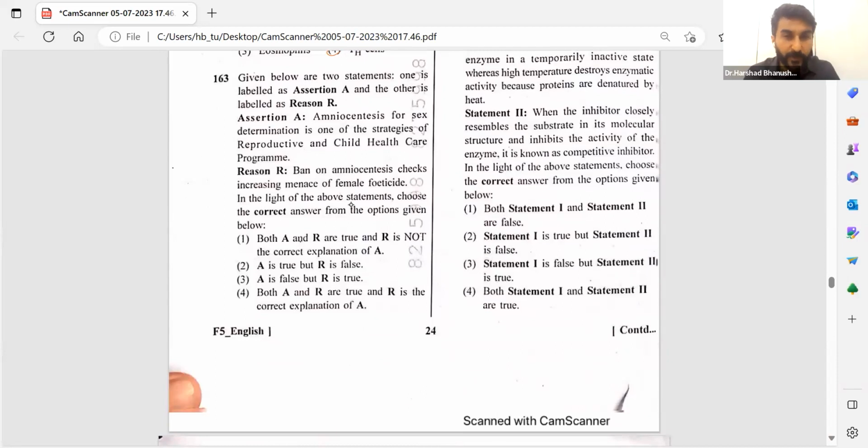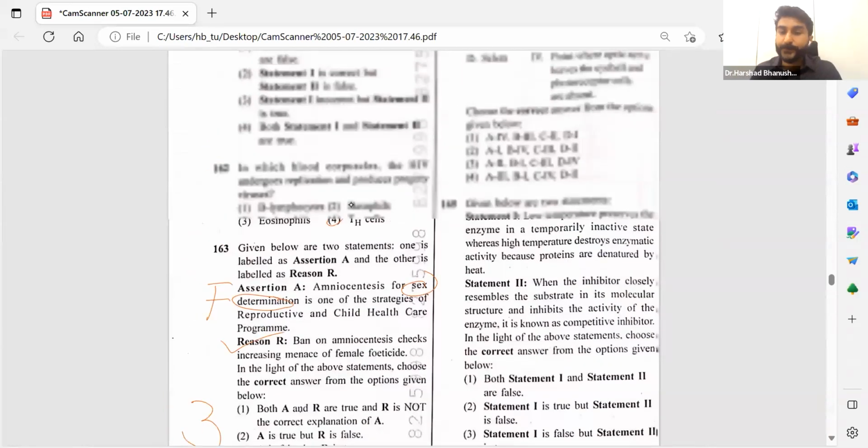Given below are the two statements. Amniocentesis for sex determination is one of the strategies. Wrong. Amniocentesis for sex determination is not the strategy for reproductive care. Amniocentesis is for detecting disorders. So this is a false statement. Ban on amniocentesis checks increasing menace of female feticide. Yes. So this is a correct statement. Assertion is false. I would mark option number 3.